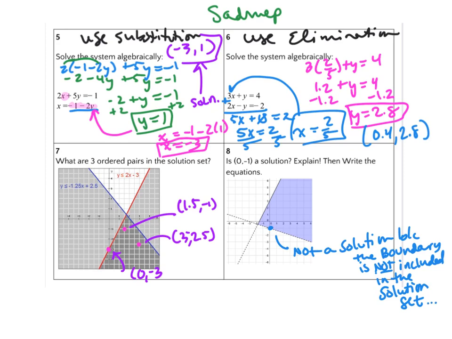And then it says write the equations. Oh my gosh, Miss Moose. This one is y equals 3 plus 2x. This one is y equals negative 1 minus, I go down forward, minus 1/3 x.